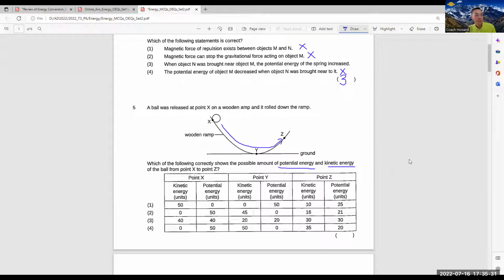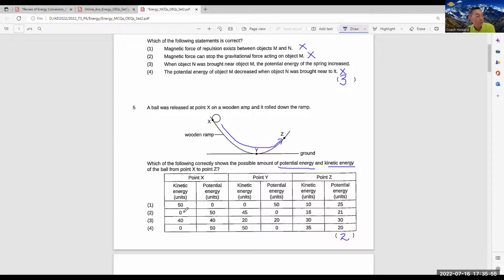So what do you think is the answer? You try this one, everyone. Question 5. What is the answer? Okay, point X. Natalie correct. Zhixiong correct. Jing Nyok correct. Okay, so the answer is 2.